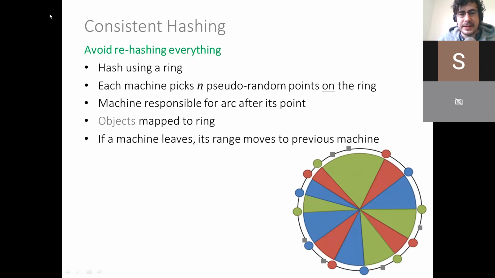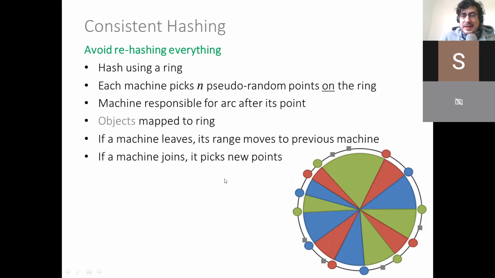The nice thing now is that if a machine leaves, rather than having to rehash everything, we just have to move its objects to another machine. If a machine leaves, we need to move all of the objects from the red machine, but we can just move them to the adjacent machine in the ring, for example some to the green machine and some to the blue machine. Of course, if the machine has left, we can't move anything from it, but we can move them from a replicated machine. We'll talk about replication in a little bit.